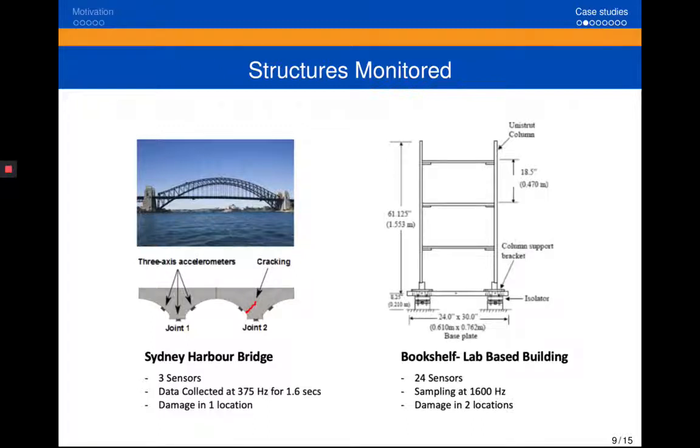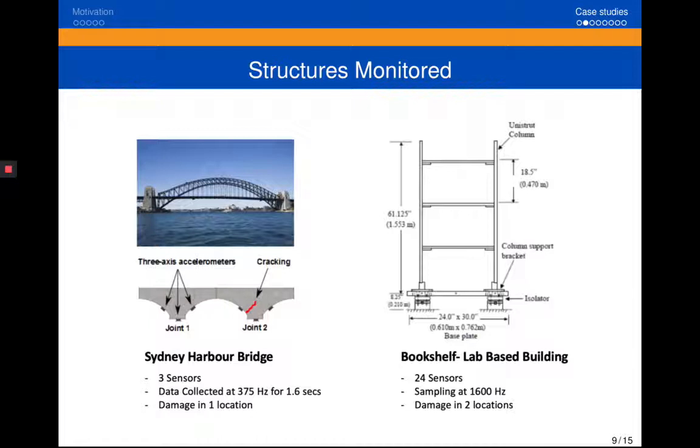Every joint has 3 sensors as shown in the diagram, and the data is collected at 375 hertz for about 1.6 seconds. There is one damage which is already known at one location, which helps us capture the data related to the damage, or in our case the anomalous data.